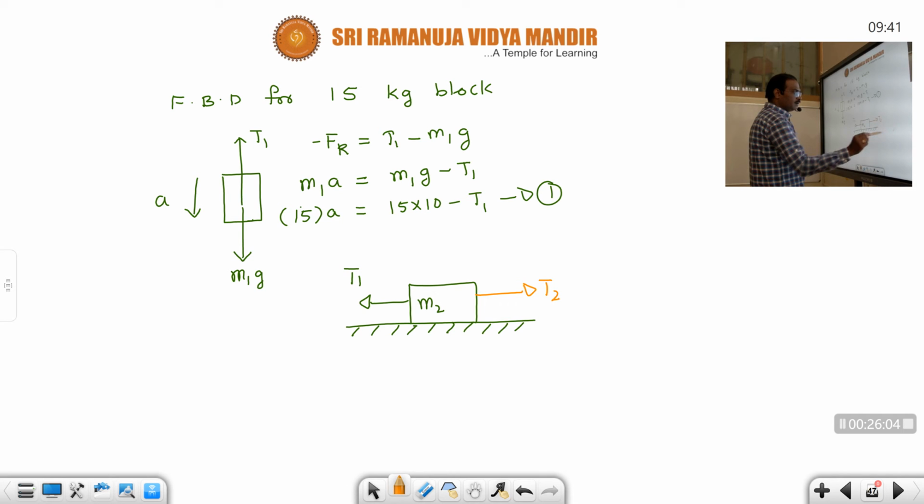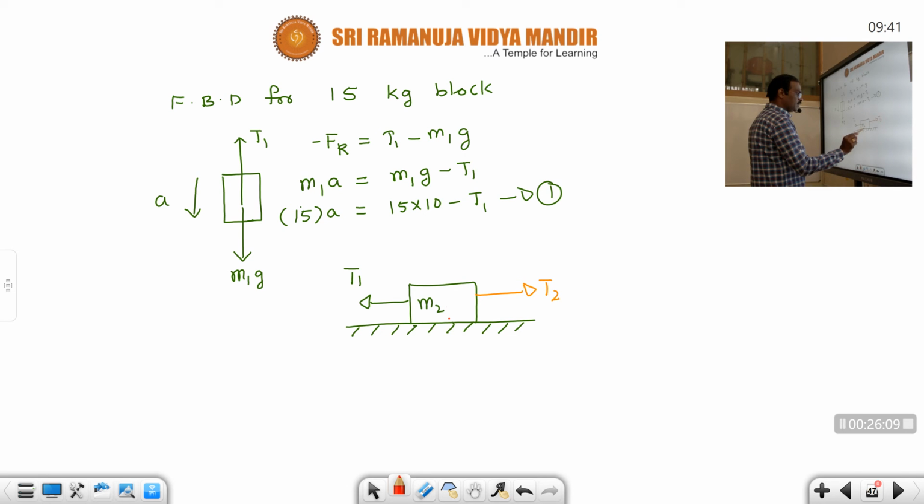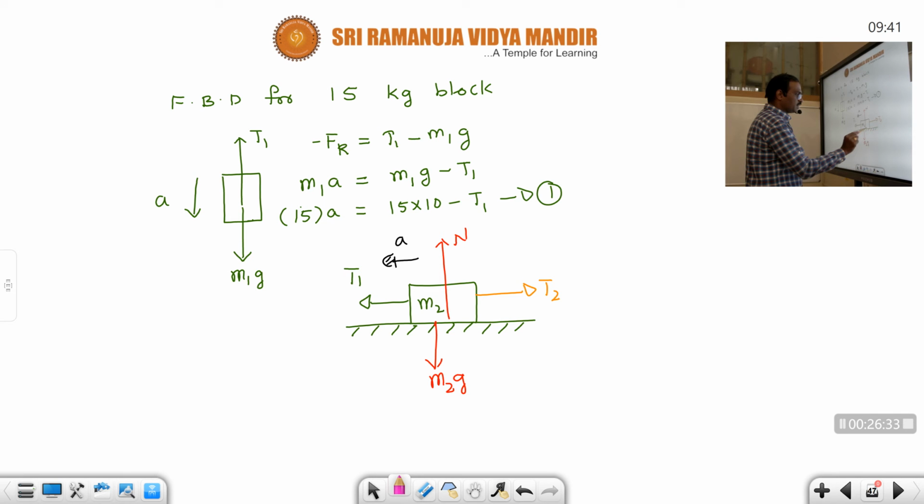And here the normal reaction is acting in the upward direction, and this is M2g acting in the vertical direction. The resultant force is in the negative x-axis direction, which gives the acceleration, and with this acceleration it is moving. And because there is a rough surface, a kinetic friction acts, which is opposite to T1.